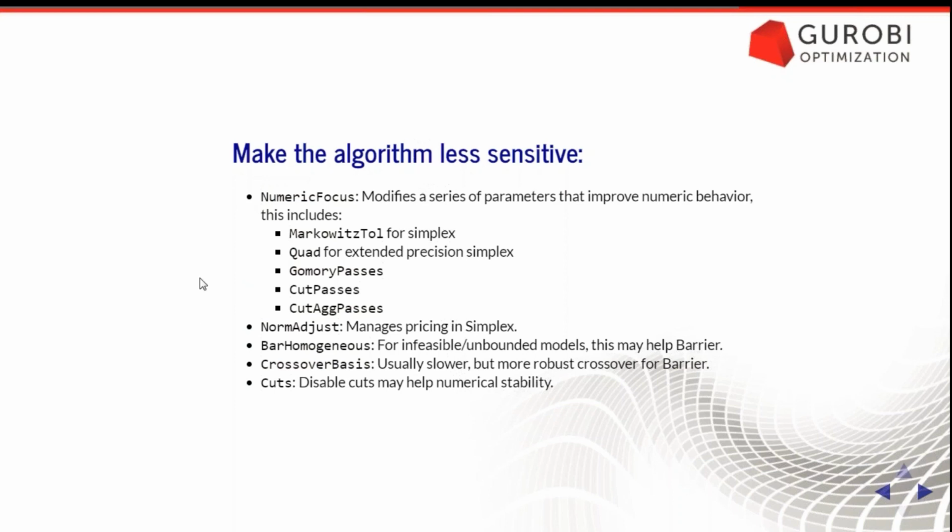You can also try to change the way simplex does its pricing by selecting different NormAdjust values. If barrier is having trouble, you may try to use the BarHomogeneous parameter. You can also try a different strategy for selecting the crossover basis. And you can also try to disable cuts altogether, because sometimes, again, for numerically challenging problems, they may introduce more numerical issues into your problem.